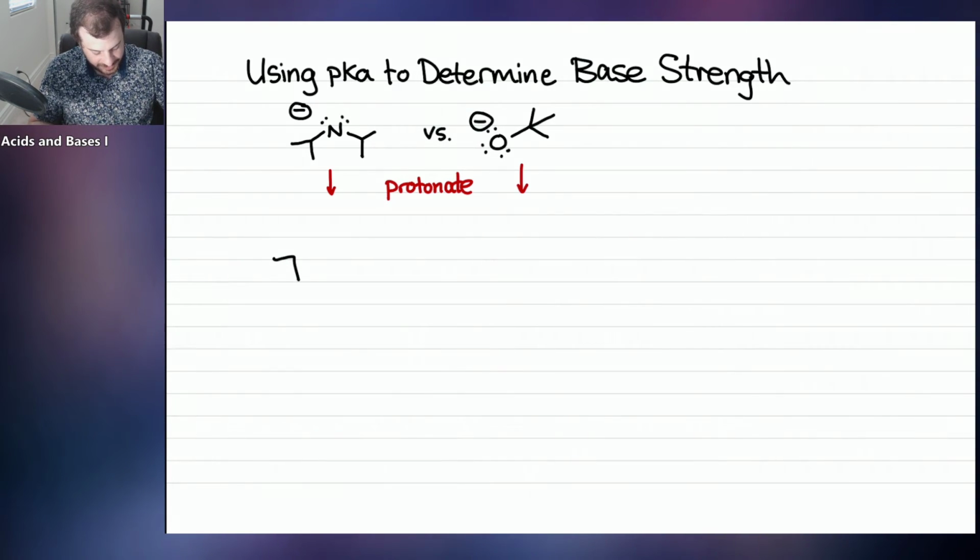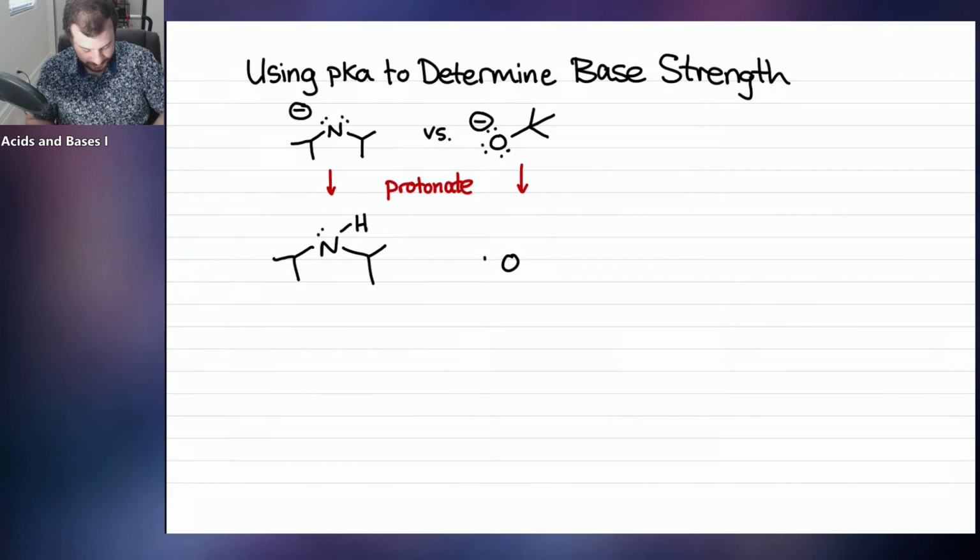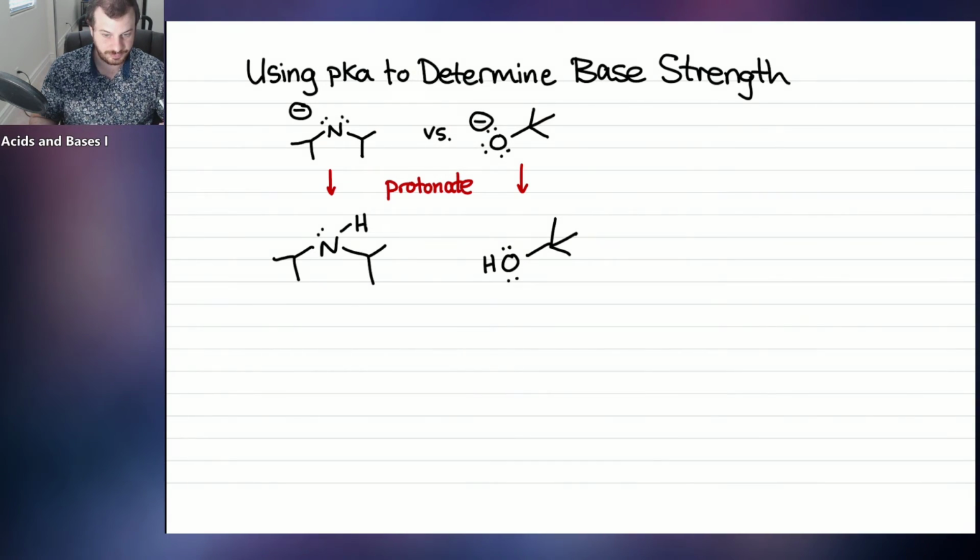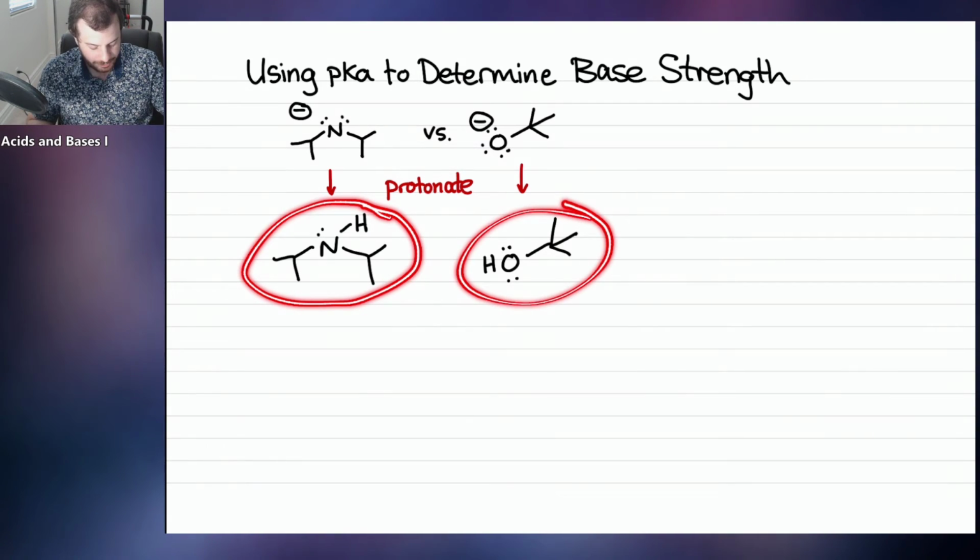So if we protonate each of these substances, we'll get this, and we'll get this. That's just pretending each of these is going to act as a base, and each one is going to gain a proton. Now, in their protonated forms, find the pKa's of the product that you just made. In other words, after you protonate, look up the pKa's of those products. In other words, find the pKa's of the conjugate acid.